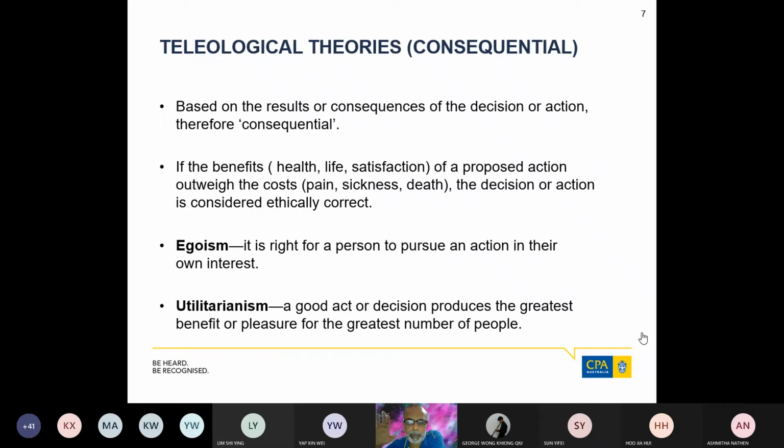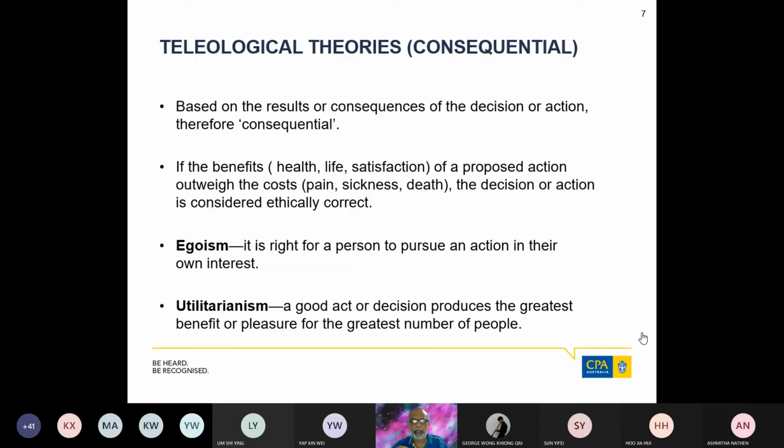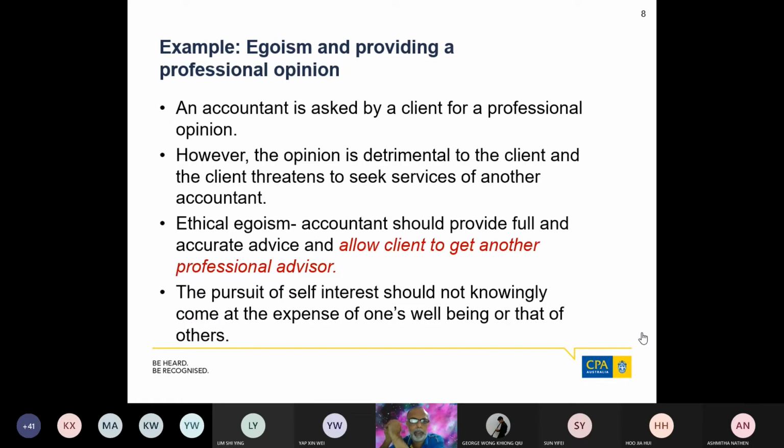There's a lot of discussion on social media about this issue. But again, we're looking at this from the aspect of maximum benefit for the maximum number of people. Okay, I hope you get the picture. Okay, all right. Now, an example of egoism. I just spoke about ethical egoism. Okay, ethical egoism. So an example of ethical egoism in providing a professional opinion.